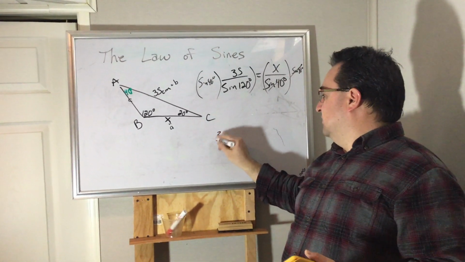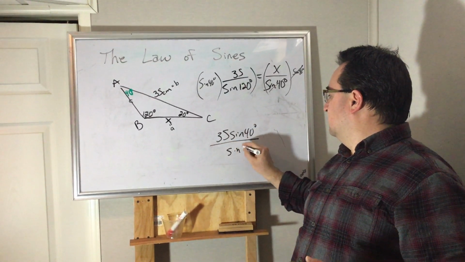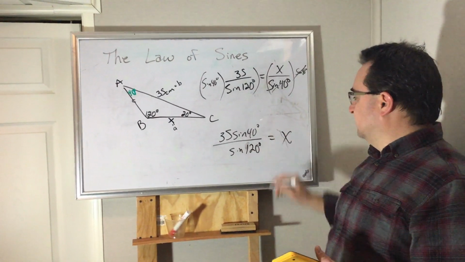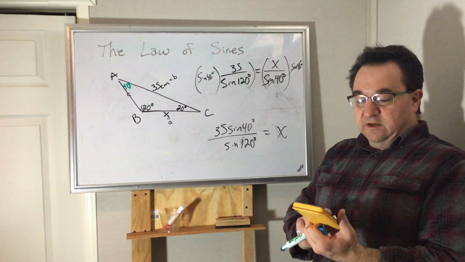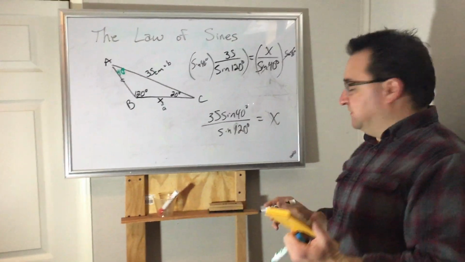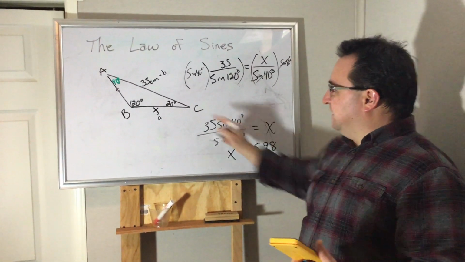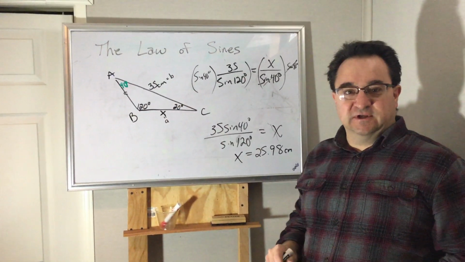So personally, I would punch that in like this. And I'll do the button pushing here. And as soon as we knock this out, we'll do the last little bit for this lesson. So I'm getting 25.98, and it must be centimeters because it's a side, and that was measured in centimeters.